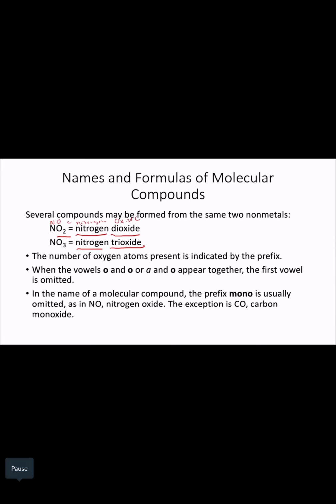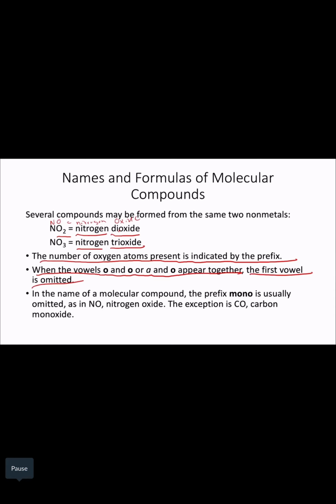Okay. The number of oxygens in a molecule is indicated by the prefix. That's something we have to be careful with. So di, tri. Mono, but we drop the mono. Another rule we have to be careful about that I want to go over with you guys: when the vowels O and O or A and O appear together, the first vowel is omitted. We're going to drop the first vowel. Okay, that's going to get dropped. All right, so that's another thing. I'll try to show you an example of what this is going to look like.